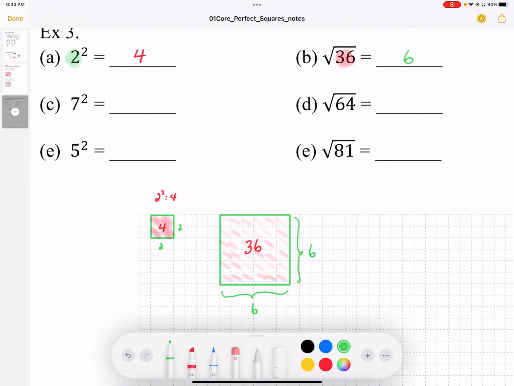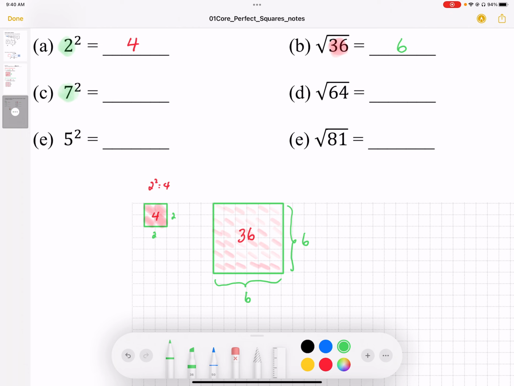So 7 squared, the 7 represents the edge length. So I'm going to make a square with the edge length of 7. So there's my 7 by 7 square. And then on the inside is going to be the answer. So 7 squared gives me 49 squares. So when I count up the squares inside here, there's going to be 49 squares.